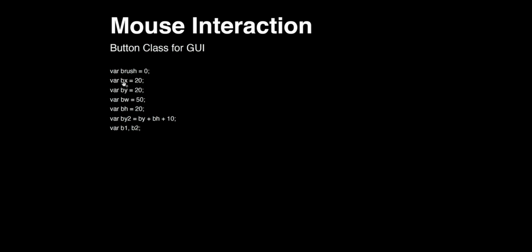Then the B here represents button. So BX is the button X location, BY is the Y location, BW is the width, BH is the height. And then here I have 2 buttons. And BY2 is based off of the first BY's location and just moving it down a little bit. And then creating a variable B1 and B2 for our two buttons.